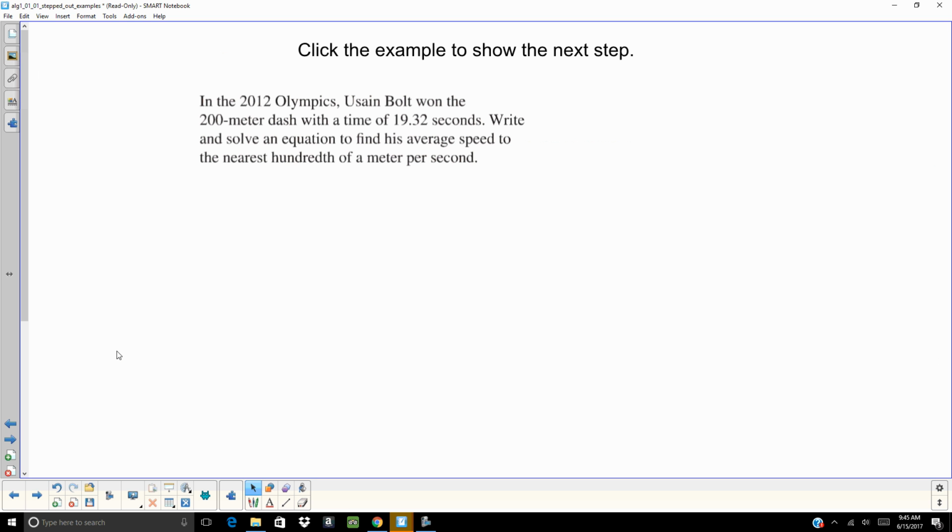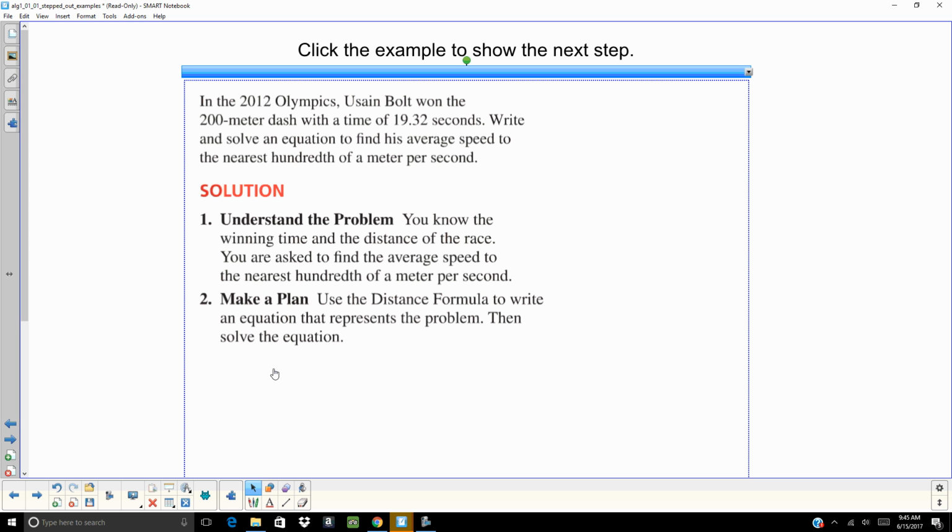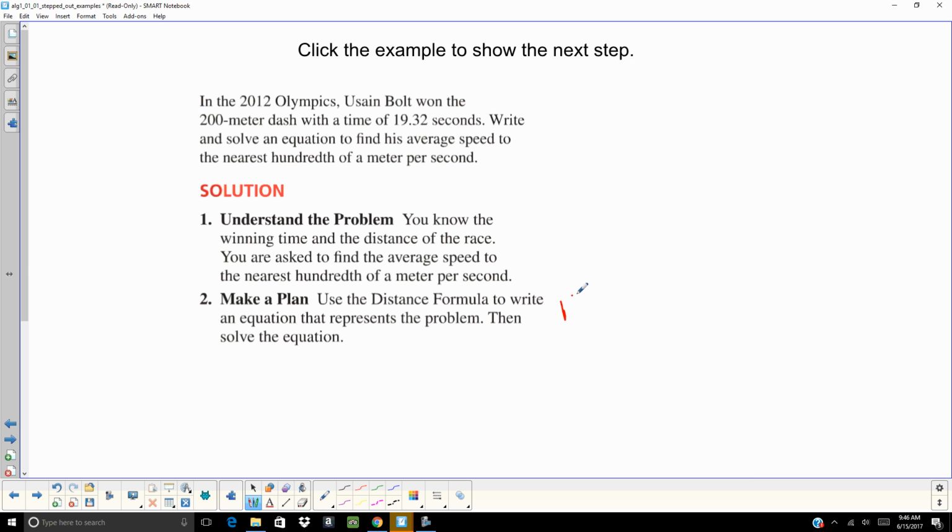All right. Take a second, read this, and we will write it down or solve it. So first thing we want to do is understand the problem. We know the winning time and the distance, and we're asked to find the average speed. So we're going to use our plan of the distance formula. Rate times time equals distance. That's one of those formulas where you're just going to be kind of expected to know that one. It's a really common formula.